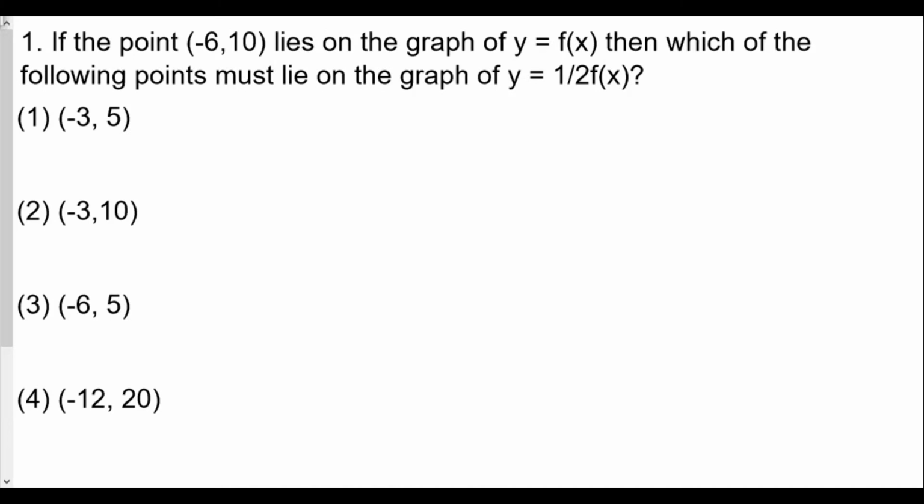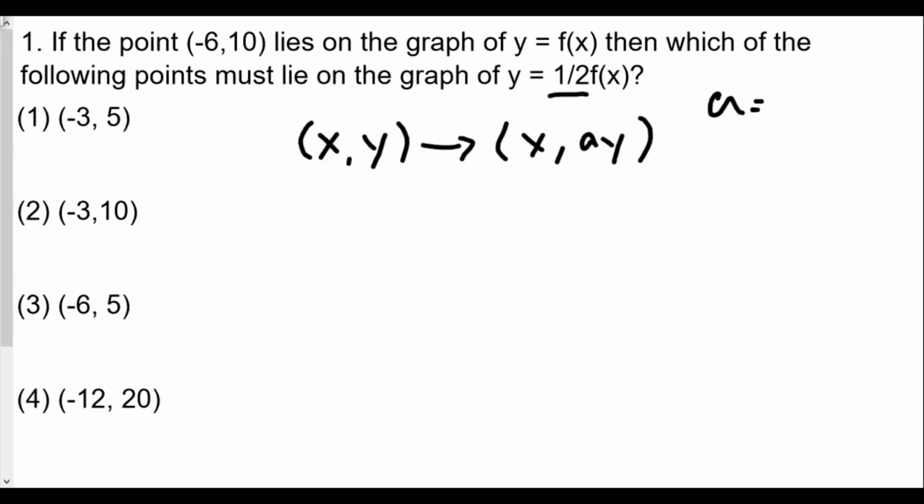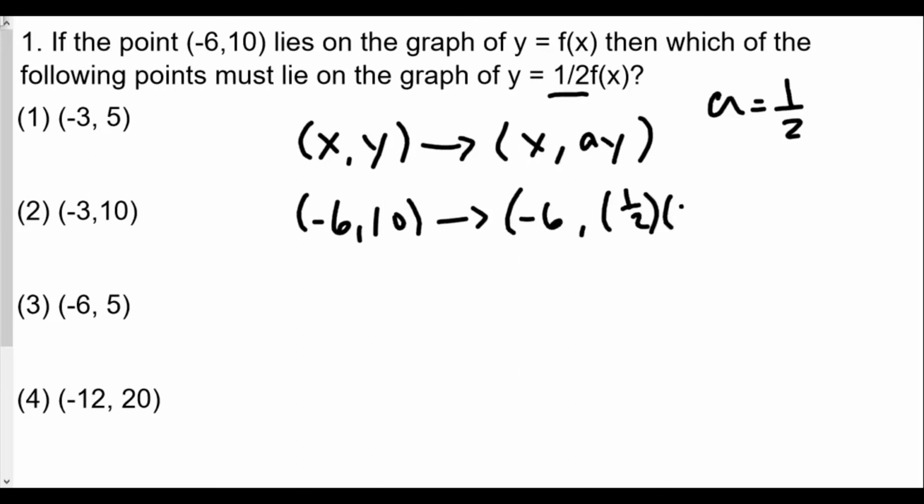So we see -6, 10, and we're going to transform it by multiplying by 1/2 f of x. Therefore, since x, y becomes x comma ay, and our a value here is 1/2, -6, 10 becomes -6, 1/2 times 10, or -6, 5, and that would be choice 3.